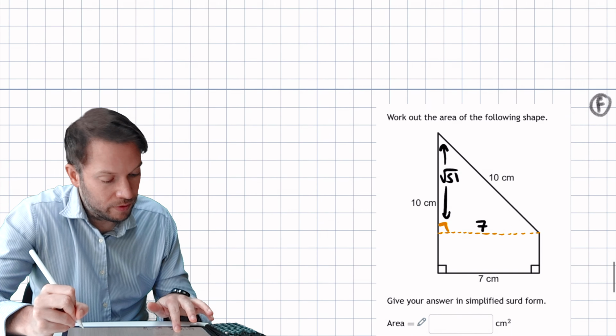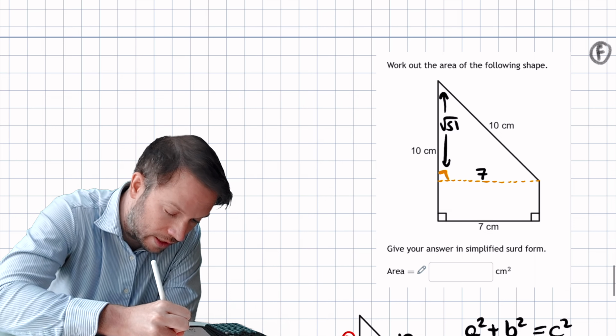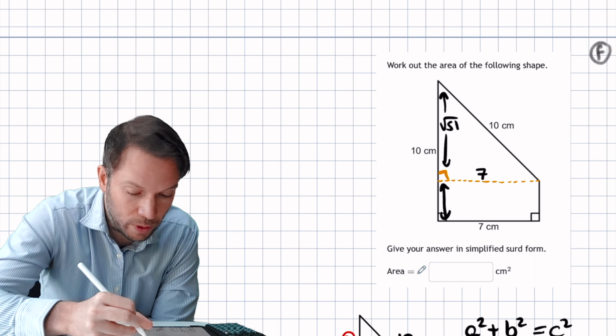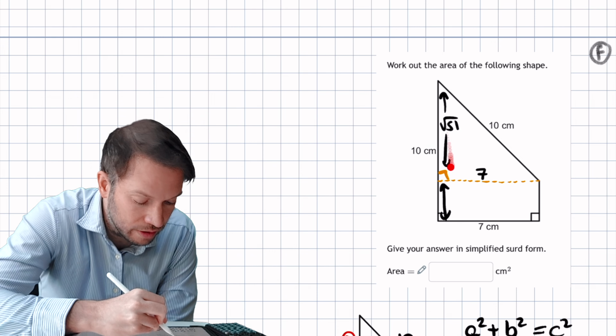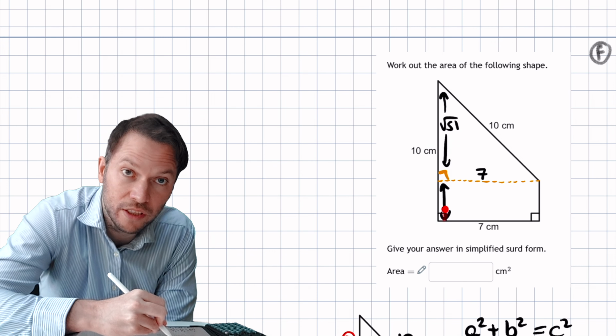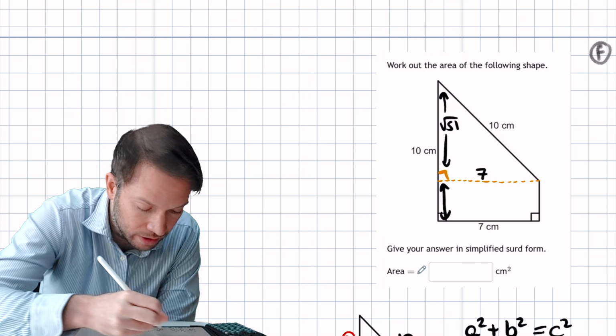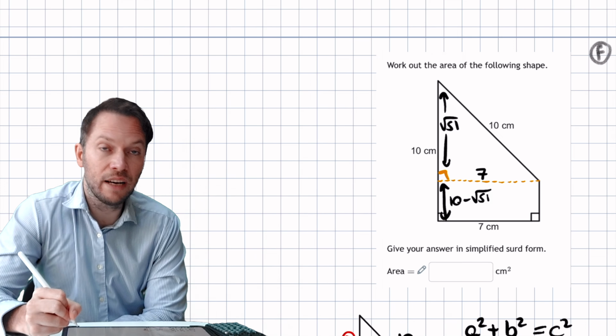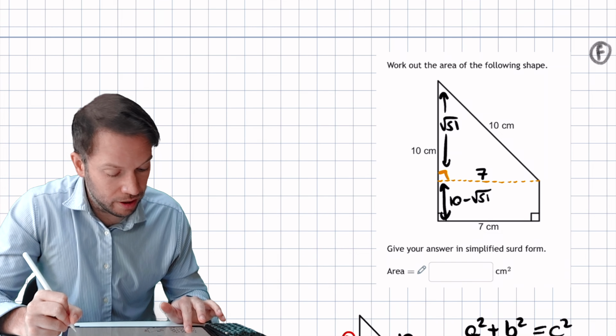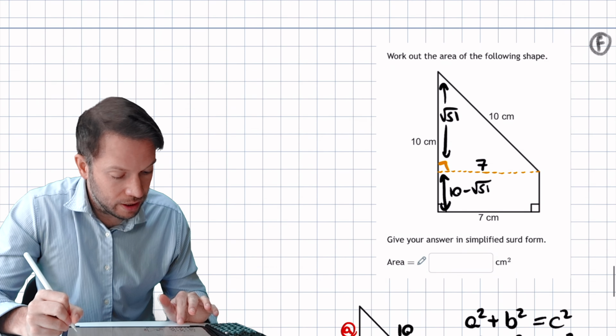And now that allows us to also find the height of this rectangle. Now, we know that this total height is 10, and that's root 51. So therefore this here, if we just subtract the two, you've got 10 minus root 51. And that's all we need to now find the area of this shape.